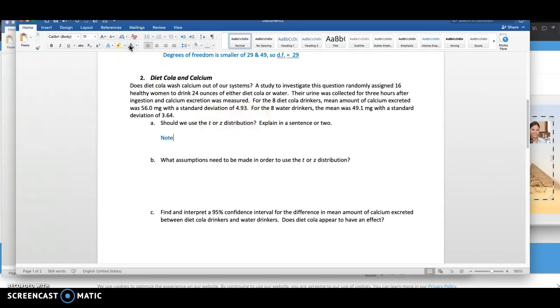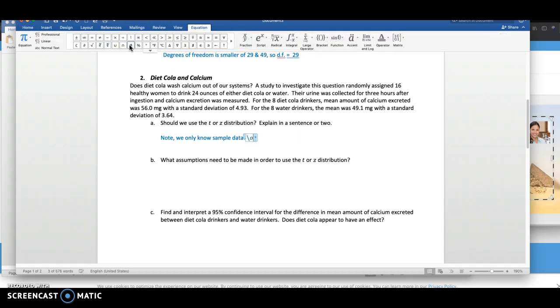So I want to write here a note, we only know sample data. I'll write down what that means. We have x bar, I'm going to use C for cola, is equal to 56. And standard deviation, S subscript C, for cola, was 4.93. And sample size, n subscript C, is 8.